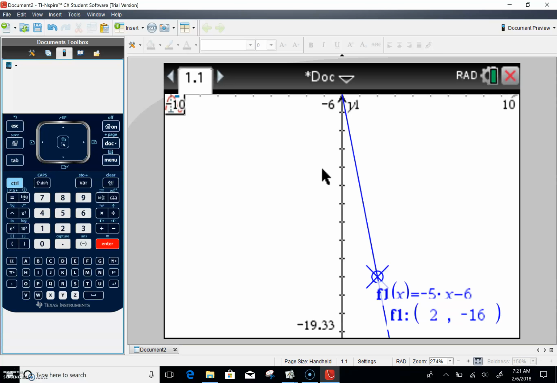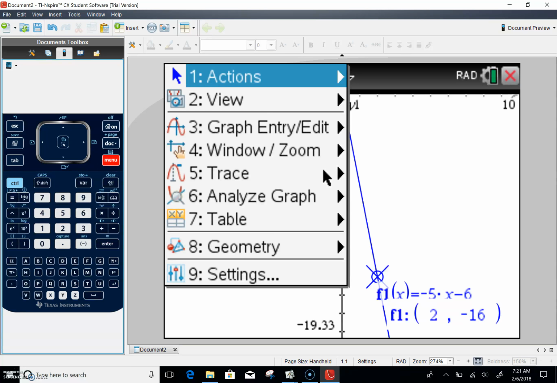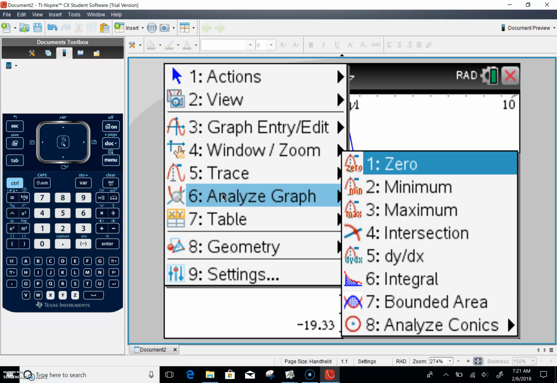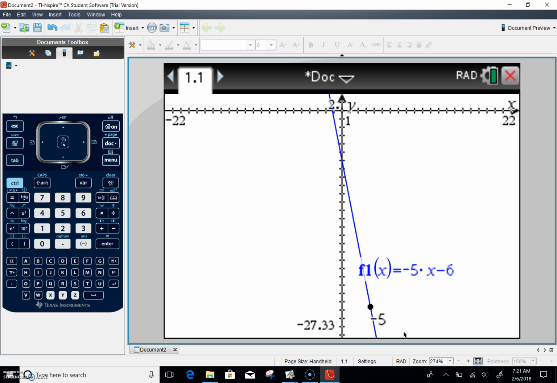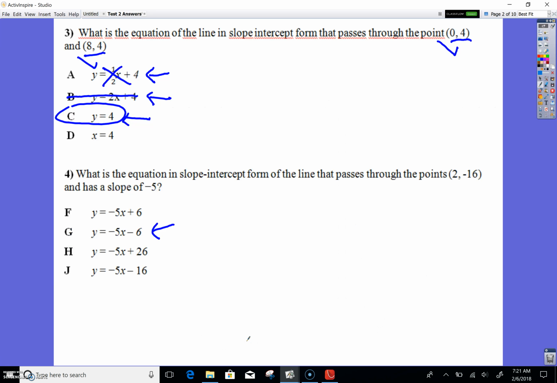The next thing we look for is the slope. Remember, to analyze graph, we go to dy dx. If you can see, the slope is negative 5. I'm going to stop the video here, and there's going to be a part 2 and probably a part 3 later on. Actually, we have time to do one more.